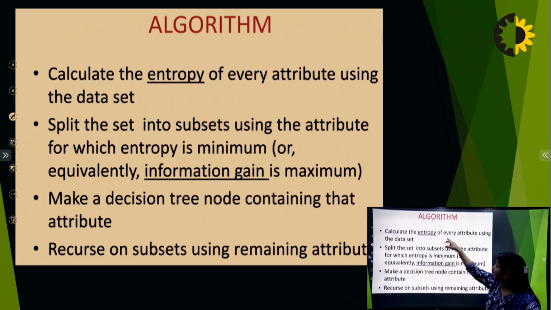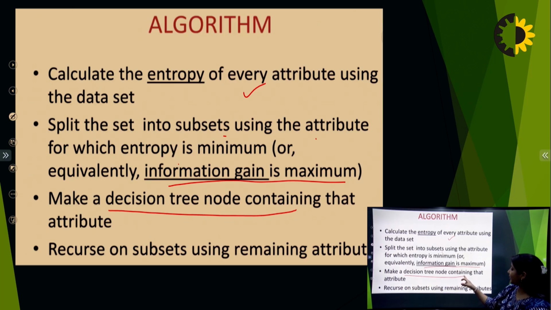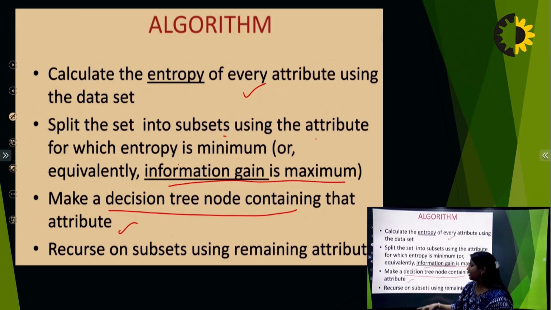So we calculate the entropy of each attribute, and split the set into subsets using the attribute for which entropy is minimum or information gain is maximum. In this process, entropy should be minimum and information gain should be maximum, so they are inversely proportional. Then make a decision node that contains that attribute, and recurse on the subsets using the remaining attributes. So this is the process.